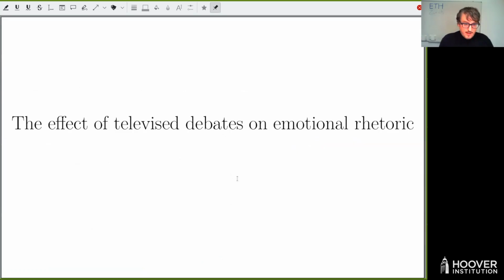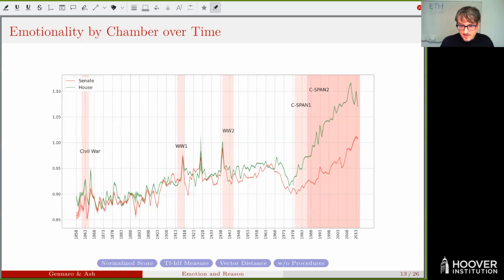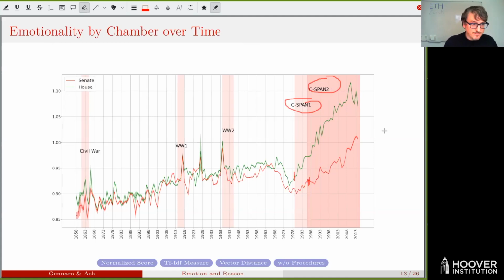Okay, so I wanted to go back to this really striking increase since the late 1970s. This is when C-SPAN 1 began broadcasting the House of Representatives on television. C-SPAN 2 is when the Senate started broadcasting on television. We saw this and thought, maybe that's a coincidence, but we're trying to figure out if there's something else really important happening at that time. But I think that the speeches going on TV was a big change, and it was perceived so at the time.